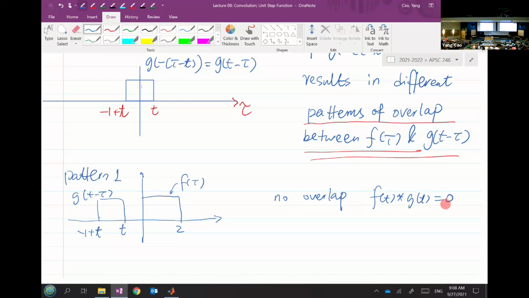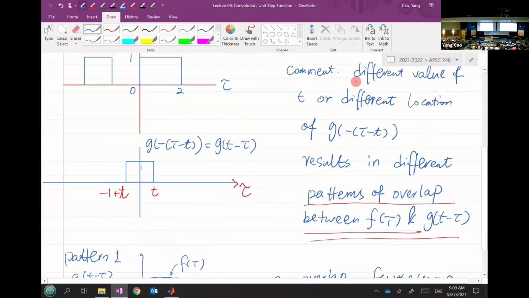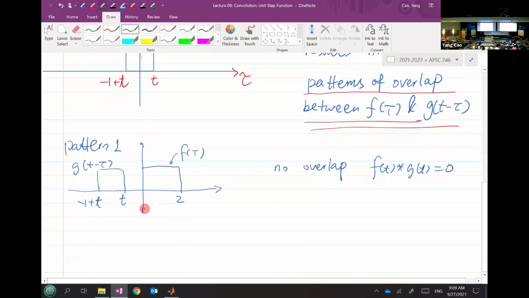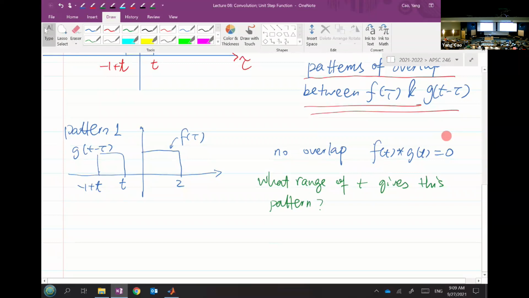Now, next question. Back to these comments here, we said different t values result in different patterns of overlap. So for this pattern here, what range of t gives you this pattern number one? That's the next question you need to ask here. Essentially, what range of t gives this pattern? Not all ranges will give you this.